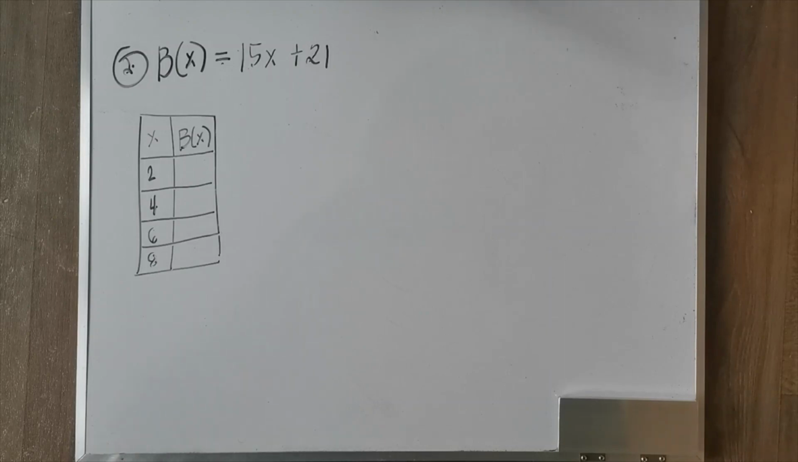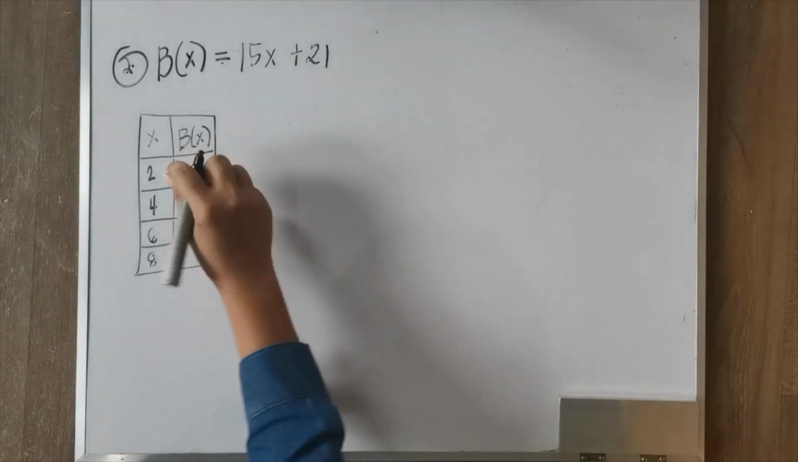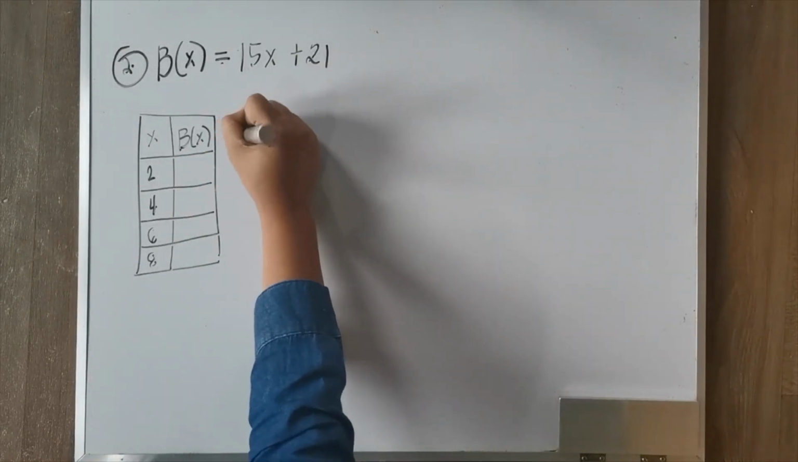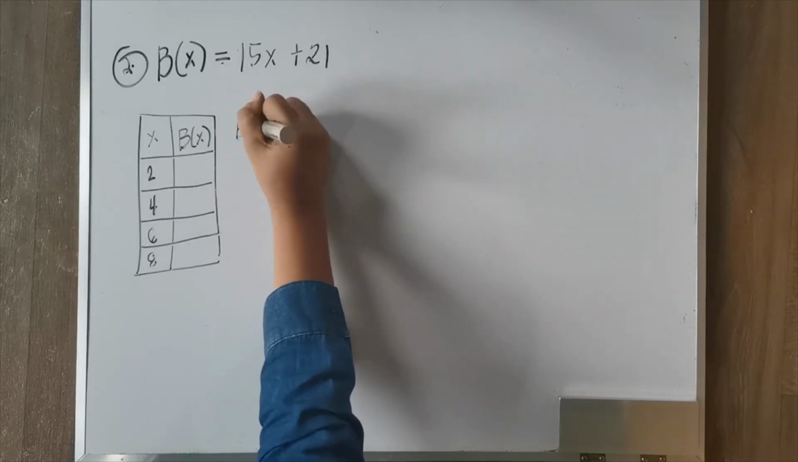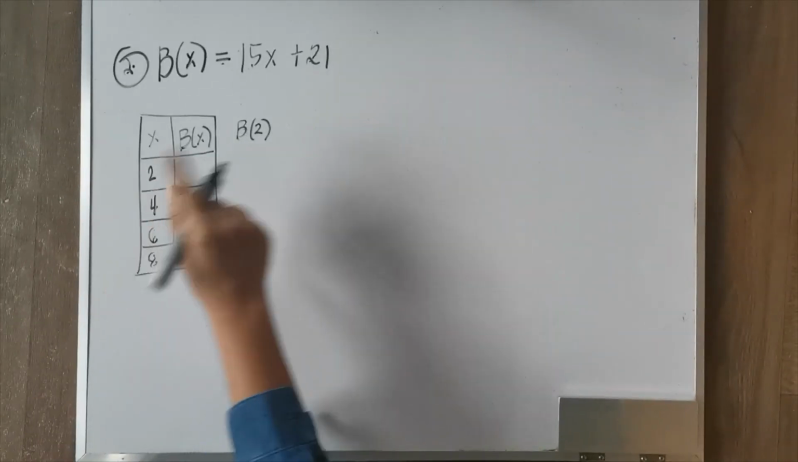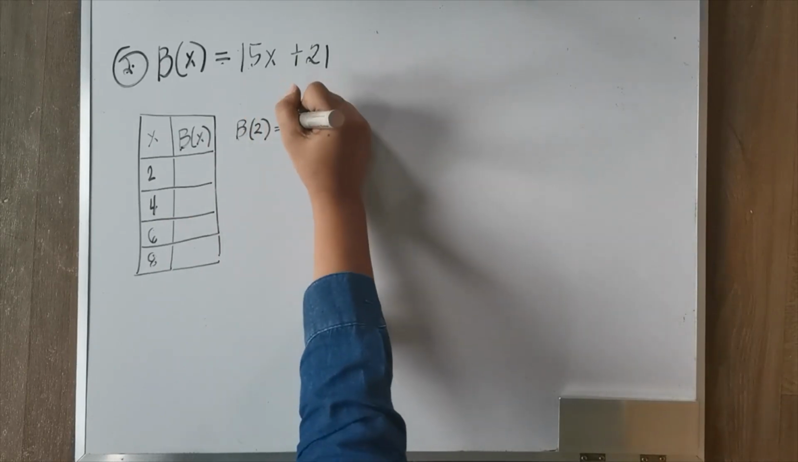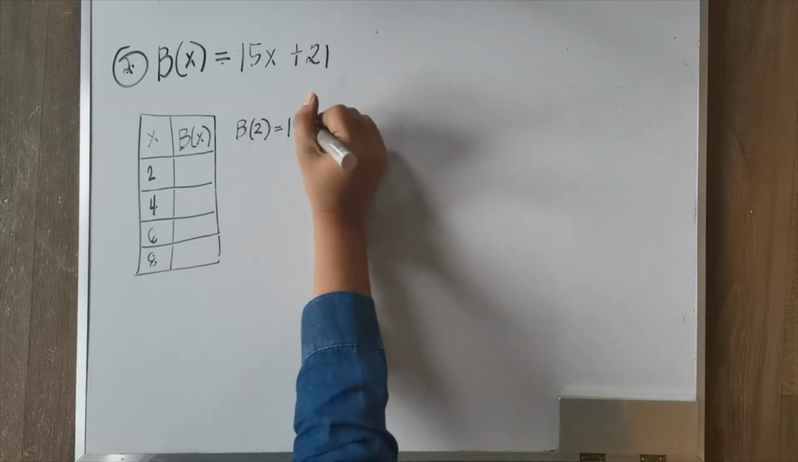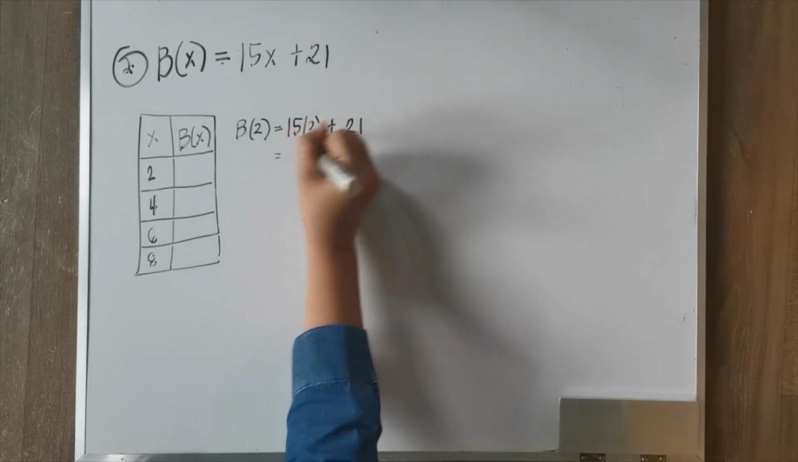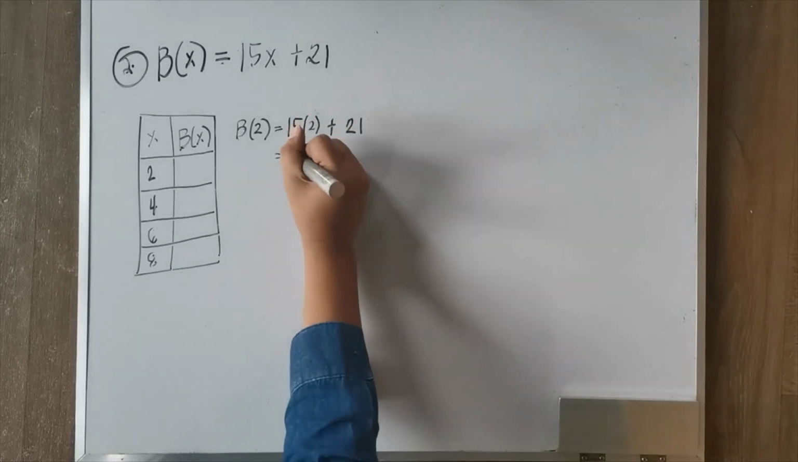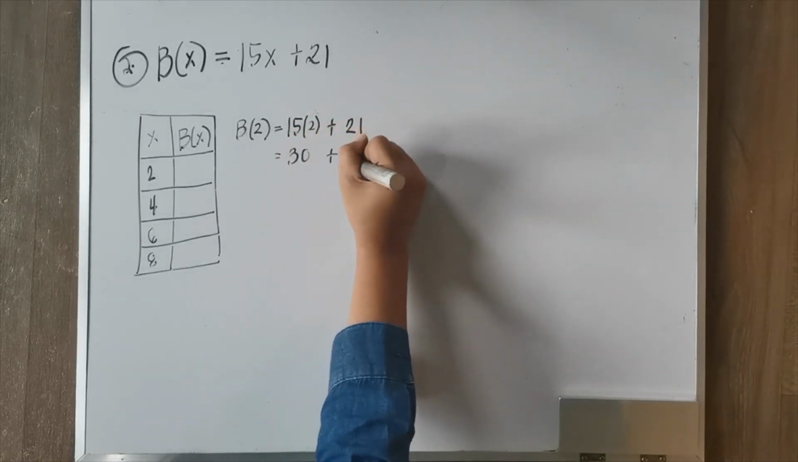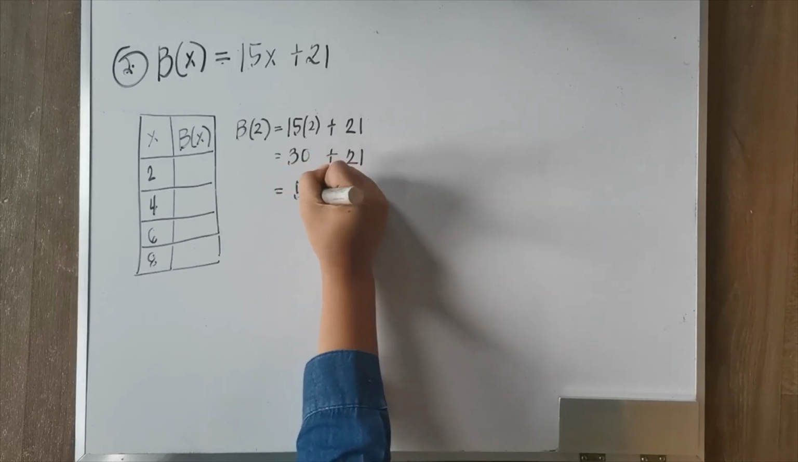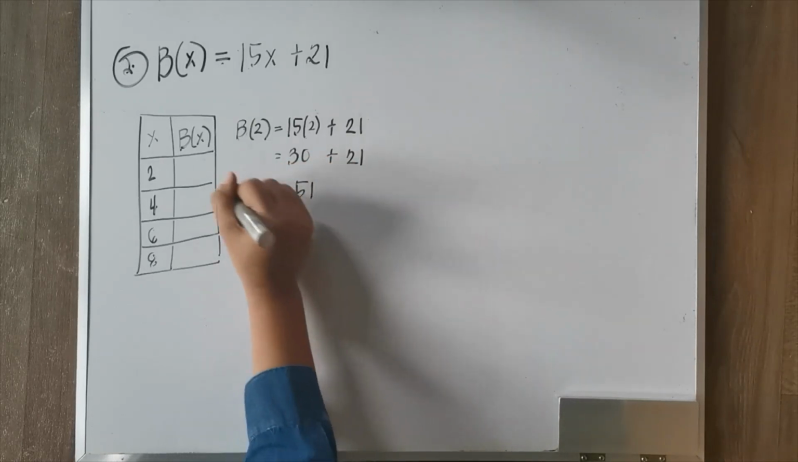Okay, using the function b of x equals 15x plus 21, we will complete this table, and later on we're going to create a graphical presentation. So the first one, we're going to have here the b of 2. Okay, b of 2 because our x value is 2. So I will copy this 15x plus 21, but I will be replacing this x by 2. Okay, so this is like 15 times 2 plus 21. 15 times 2 is a 30 plus 21. You will get a total of 51. So b of 2 is 51.